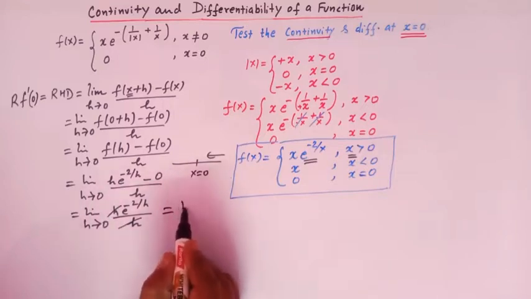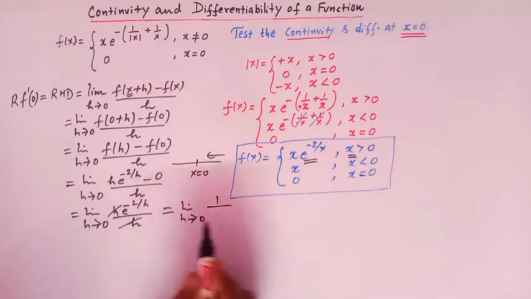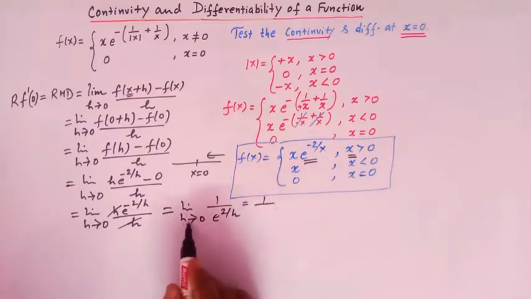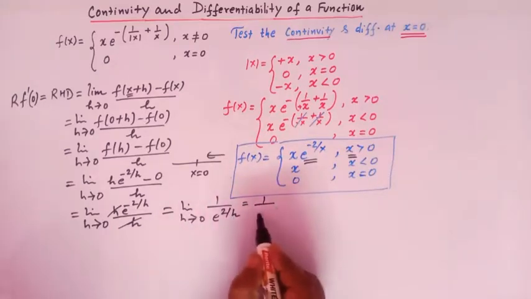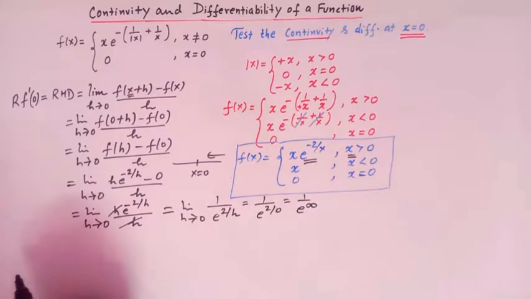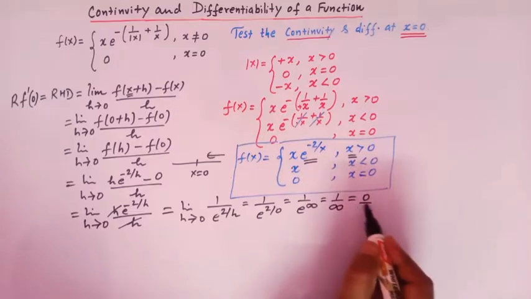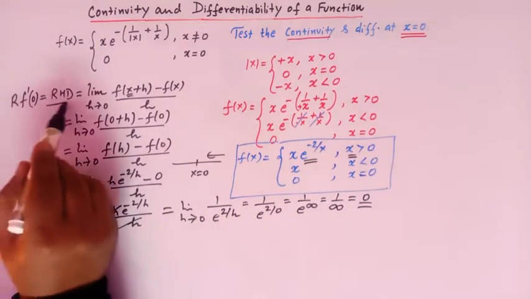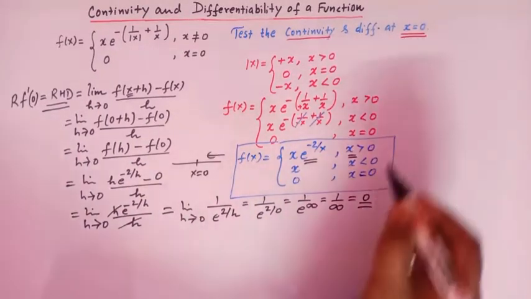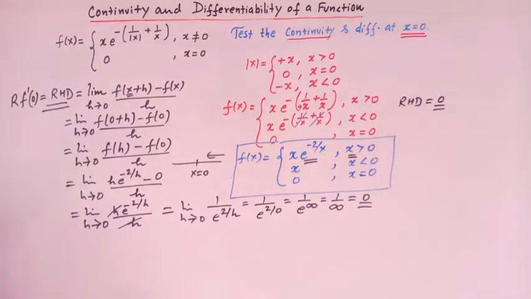h and h get cancelled. This is limit h tends to 0, and we can write e raised to minus 2 over h as 1 over e raised to 2 over h, right? And if we take h equal to 0 over here, we get e raised to 2 over 0, that is e raised to infinity, right? And e raised to infinity is infinity, and 1 over infinity is 0, right? So the right hand derivative of f of x at x equal to 0 is 0, right? So we can write it over here. So the right hand derivative is 0.